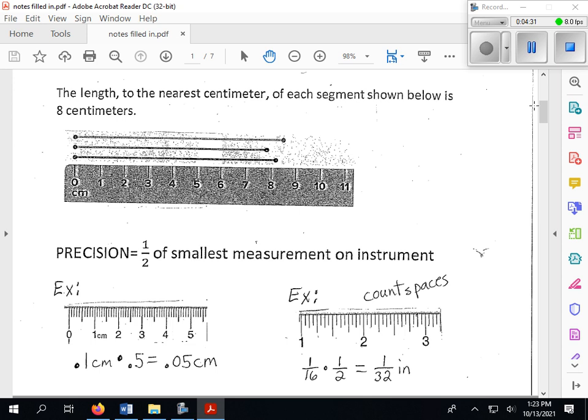The length to the nearest centimeter. If I look at this, and it's on your paper there, you'll notice there's no marks in between. There's no marks in between, so the closest I can get is the nearest centimeter on this to measure with. All of these three segments that I have here, if I was going to measure them, how much would this first one measure? 8 centimeters. How much would the second one measure? 8 centimeters. How much would the third one measure? 8 centimeters. They all measure the same because that's as precise as I can get using that measuring tool.